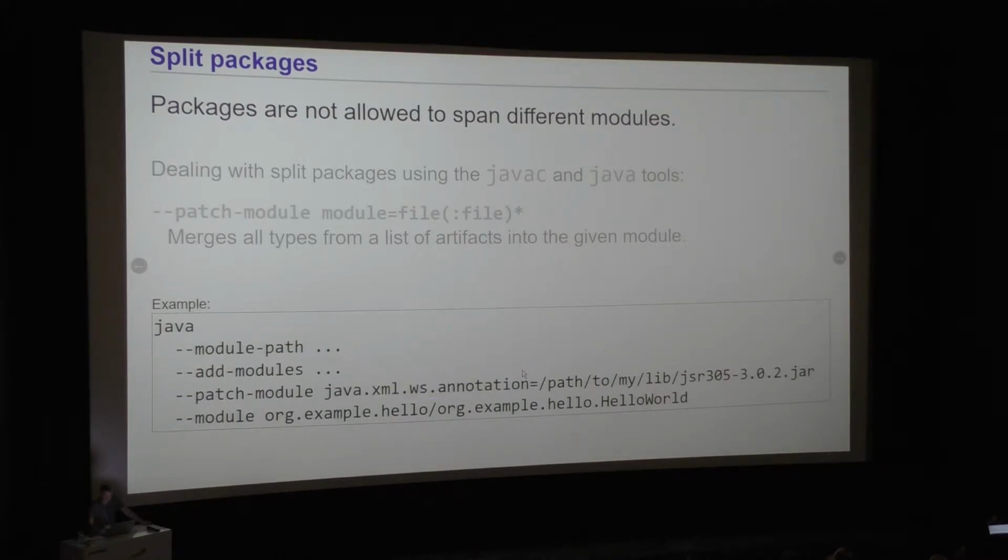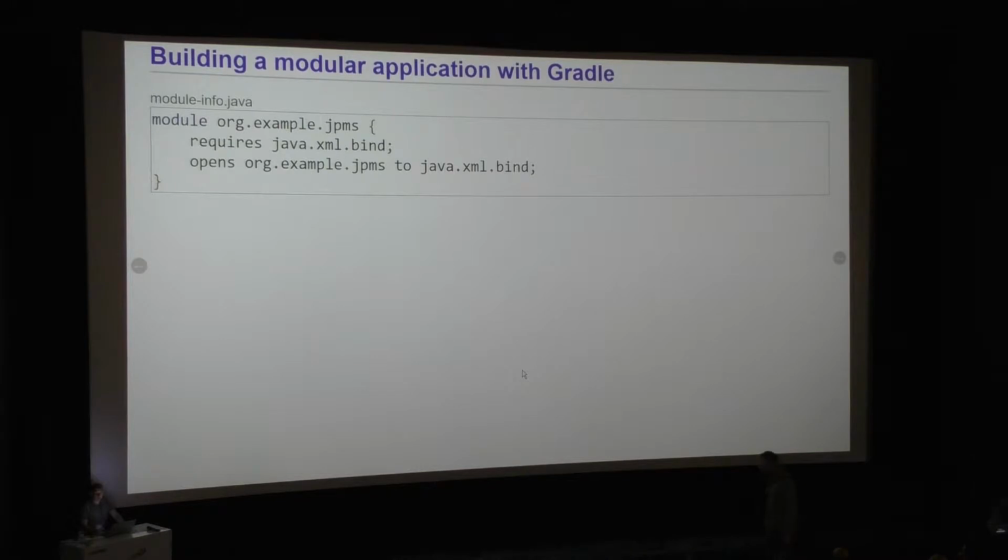module. Okay, now let's get back to our XML printer application, and let's try to modularize it. This means we need to add a module descriptor to it. We saw that our application requires the java.xml.bind module, and additionally, we need to open its main package to java.xml.bind. This is necessary because the code in the java.xml.bind module uses reflection in order to analyze our classes and to generate the XML representation.